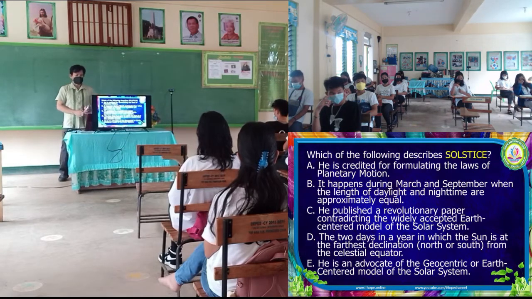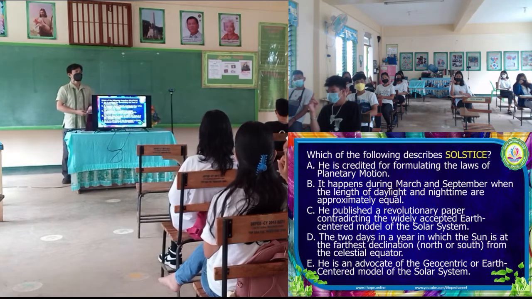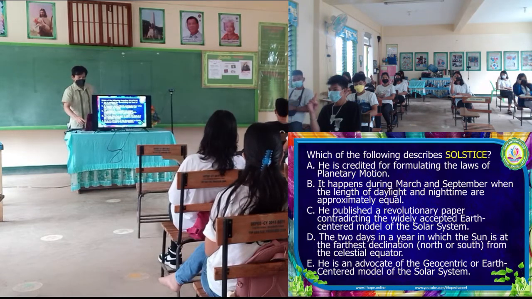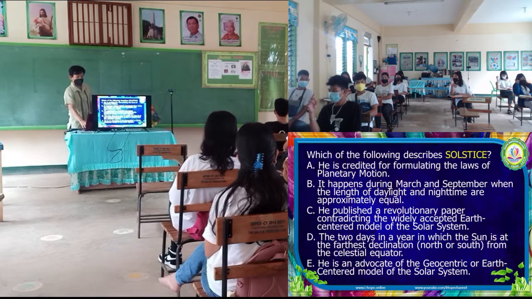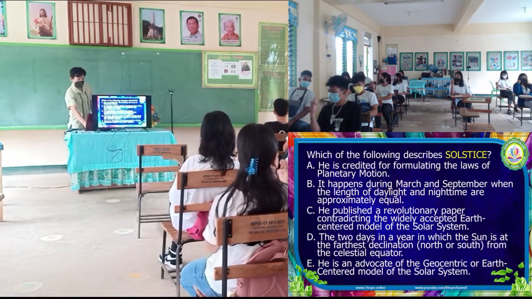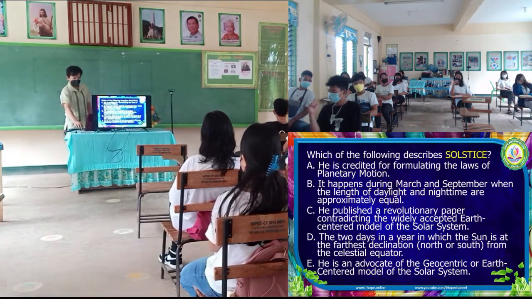Okay, second, which of the following describes solstice? Okay, share your answer. Okay, letter D. Okay, the answer is letter D, which is 2 days in a year in which the sun is at the farthest inclination or declination north or south from the celestial equator.